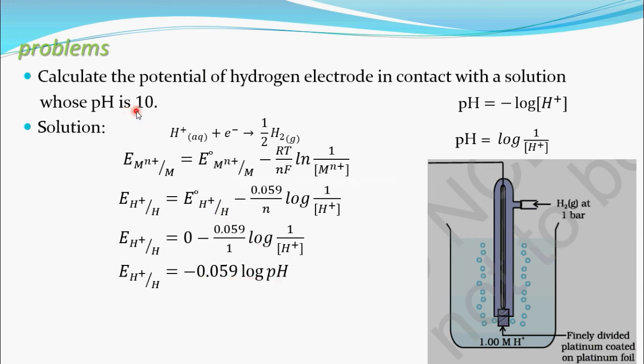What is the given value of pH? He has given the pH value as 10. Substitute that, 10. So the reduction potential of hydrogen equals minus 0.059 into 10. So you will get the potential of this hydrogen electrode as minus 0.59 volts. That's the problem.